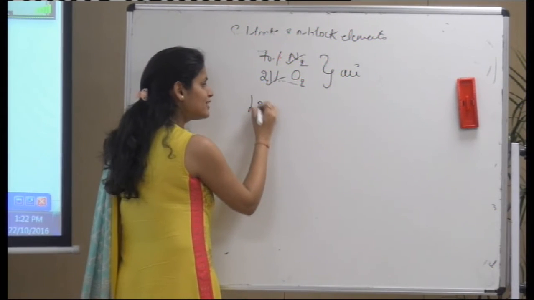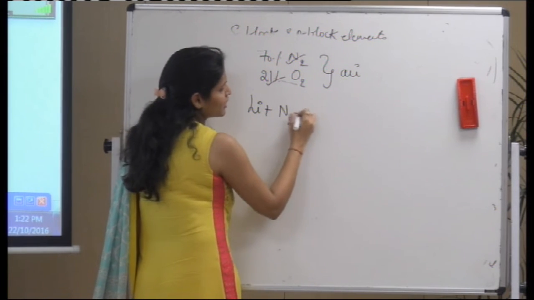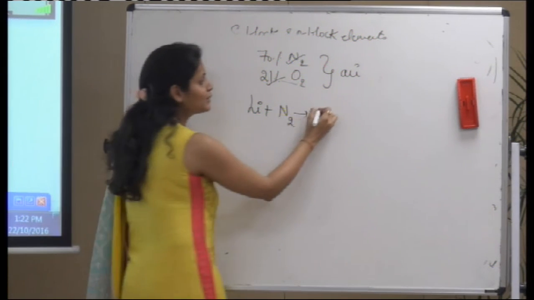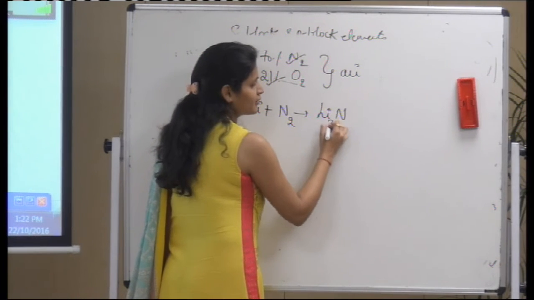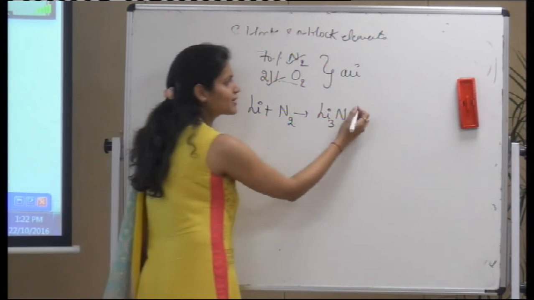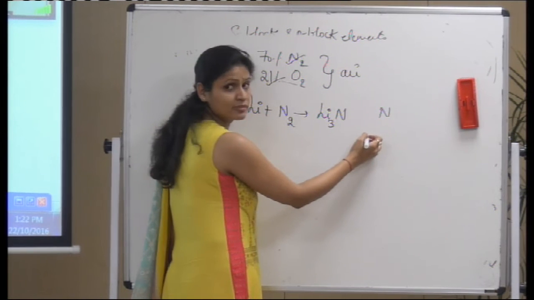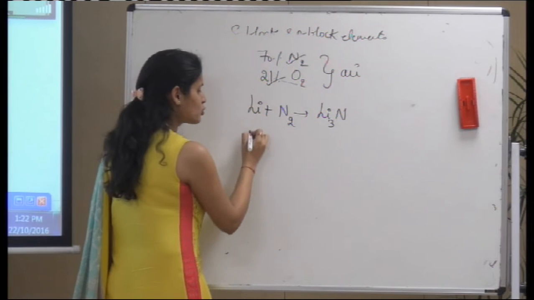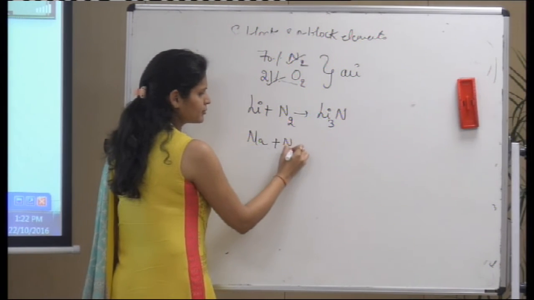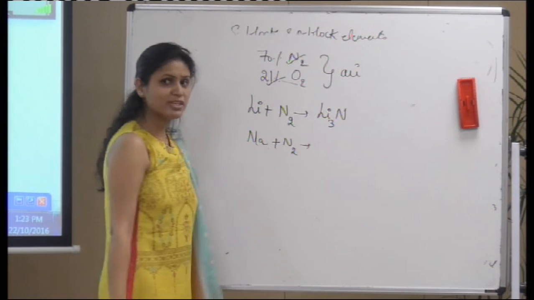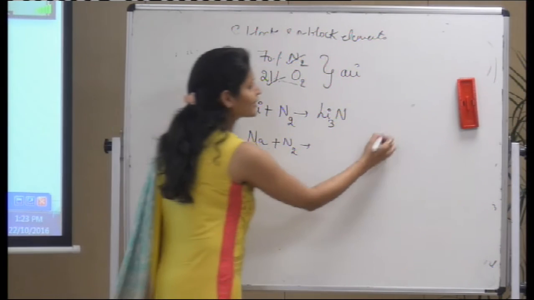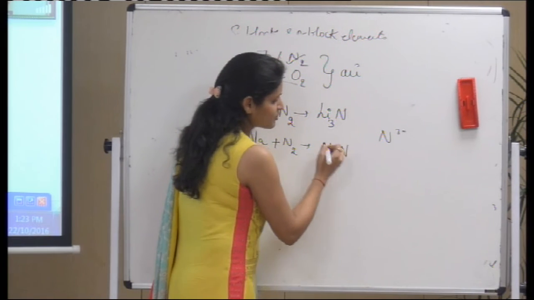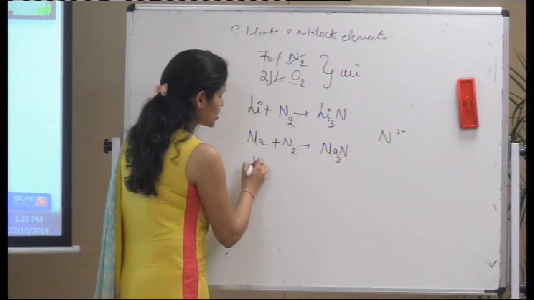If lithium is combining with nitrogen to form lithium nitride, this is the formula because nitrogen has a valency of 3 minus, right? And hence it will form lithium nitride. Sodium would form sodium azide. Azide is again N3 minus. This would be Na3N, right?